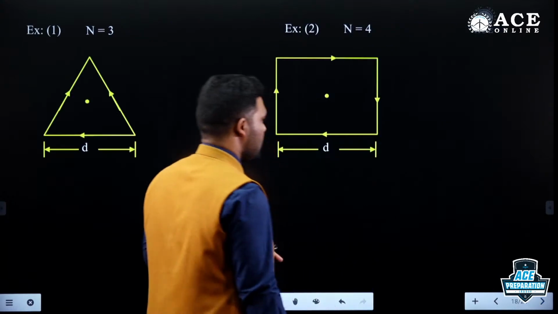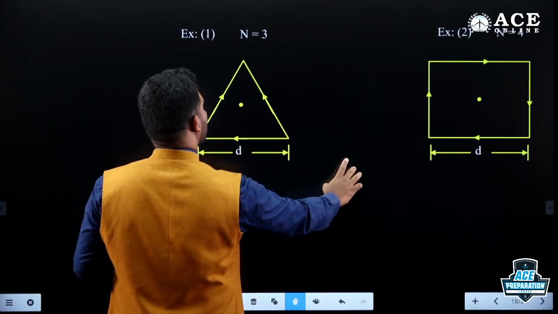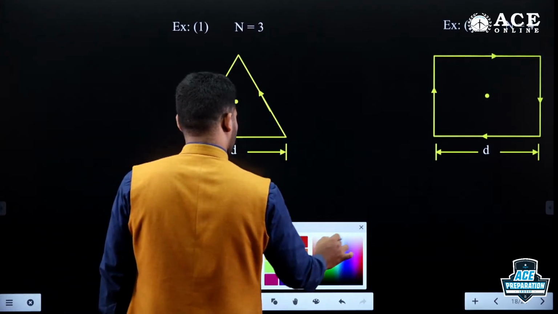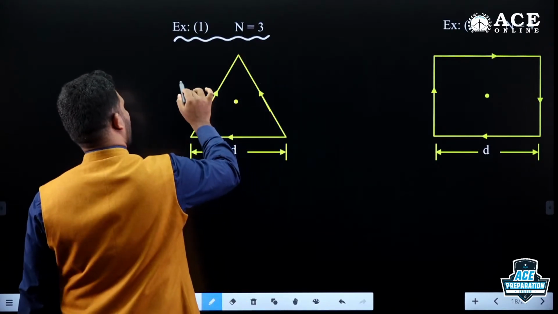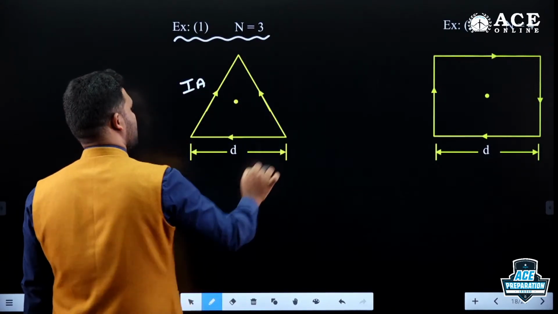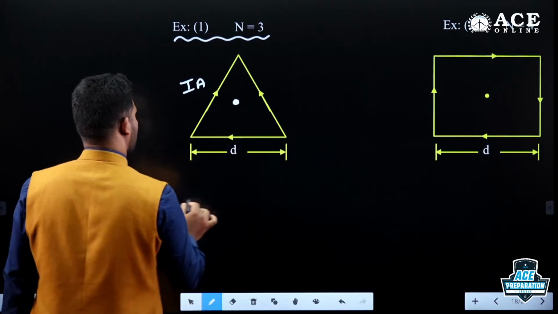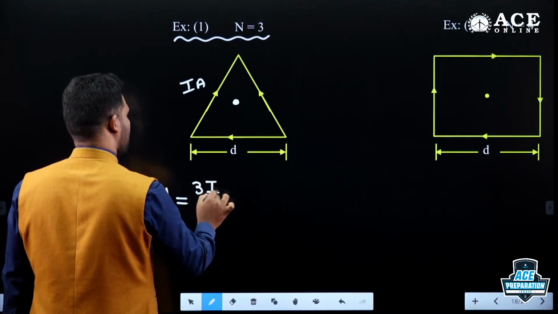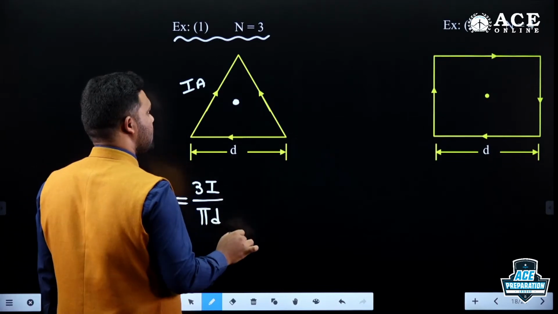I am going to turn the page. Let us take some examples here. Suppose the current carrying conductor is something like this. N value is 3. That means the current is flowing like this. Here it is I ampere and the side is D. What happens to the magnetic field at the center? So directly H is equal to 3I by pi d into tan 180 by 3.